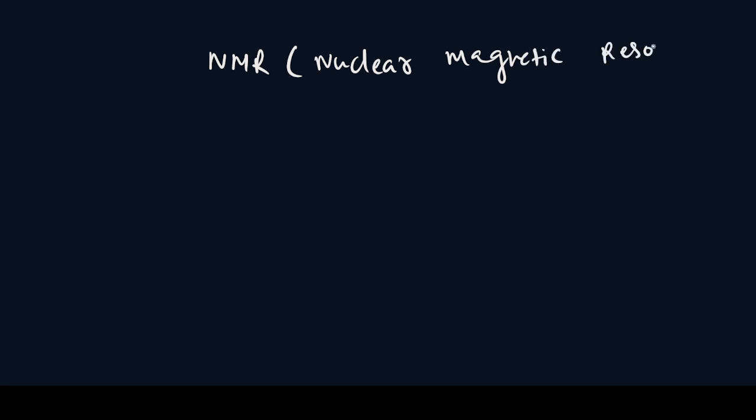I'm going to start the chapter on nuclear magnetic resonance, NMR. Here the resonance means coupling, that will be coupled between two protons, or maybe between two carbon atoms, maybe between two fluorines. So that resonance means coupling.